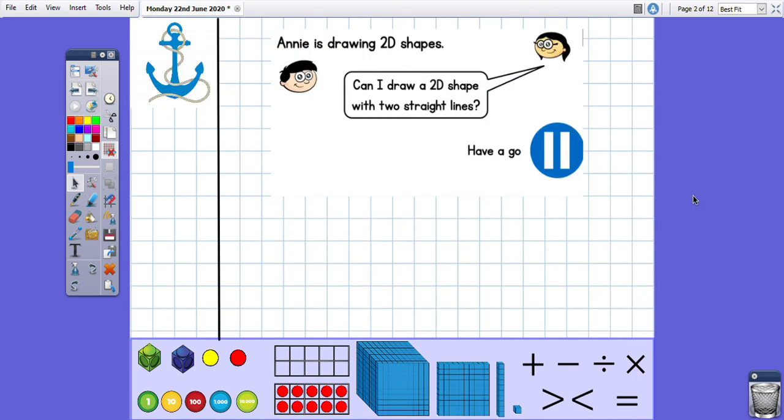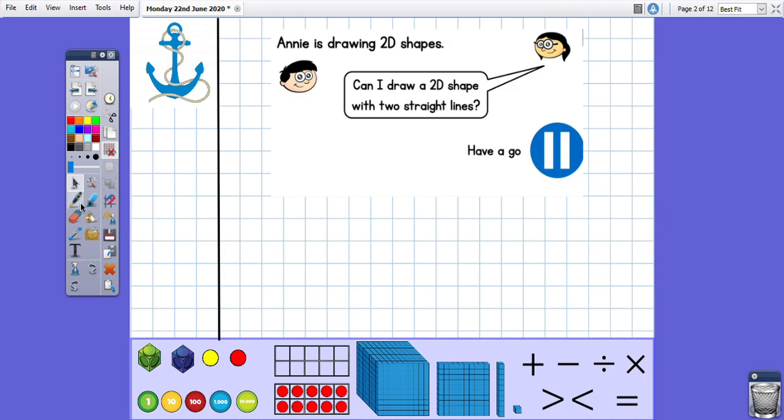So your anchor today to get your brains warmed up says Annie is drawing 2D shapes, and she says, can I draw a 2D shape with two straight lines? So I want you to have a go, get your pencil and your paper and see if you can draw a 2D shape, remembering that a 2D shape is flat. Okay, so can you draw a 2D shape with just two straight lines? Have a go.